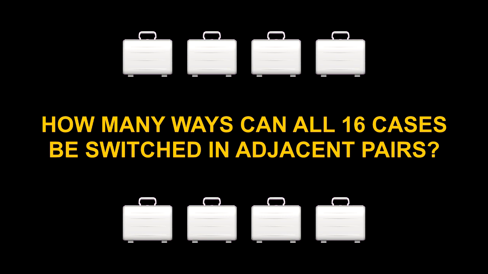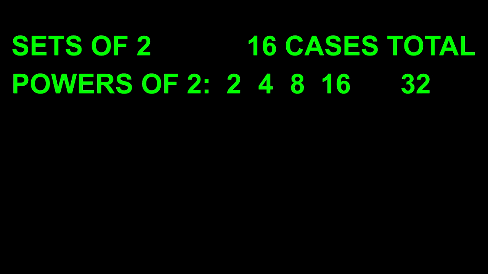Now, at first, I thought that maybe this was a power scheme. We're dealing with sets of two, there are 16 cases, and 16 happens to be a power of two. So perhaps the number of arrangements would itself be a power of 2, like 16 or 32. But I honestly didn't know exactly how to spell out the calculations that would prove that. So I went and did the fun part instead.